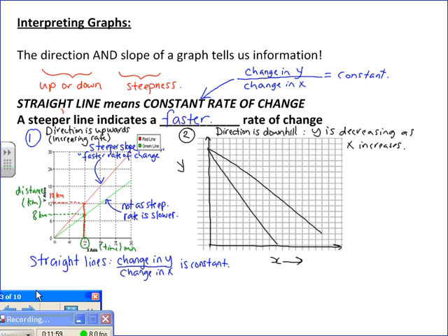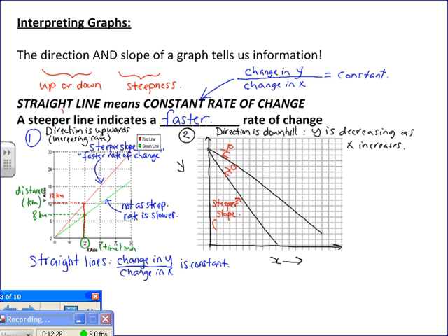I can still compare the steepness of these two lines. If I have a look at the line on the top, imagine if you were skiing down this hill. So I like to imagine that I'm on a pair of skis. Well, which of these two lines is the steepest line? Can you see that it's the bottom line? This is a steeper slope.